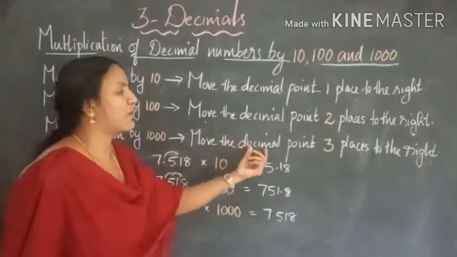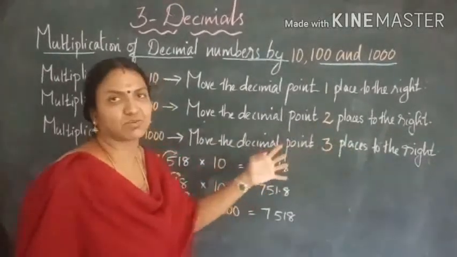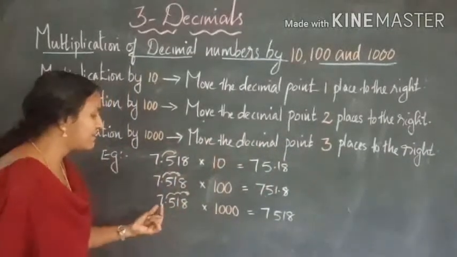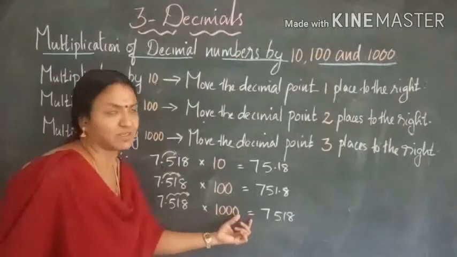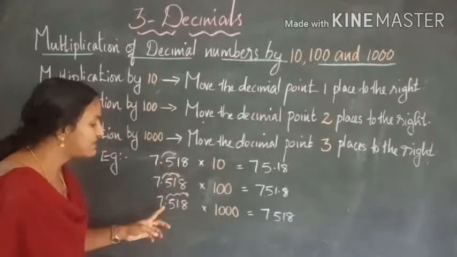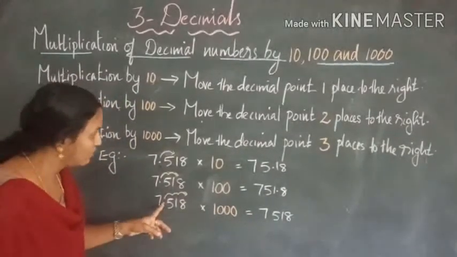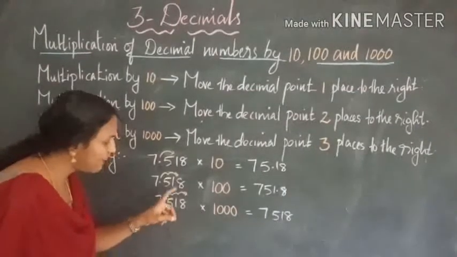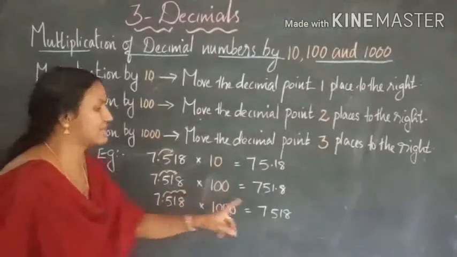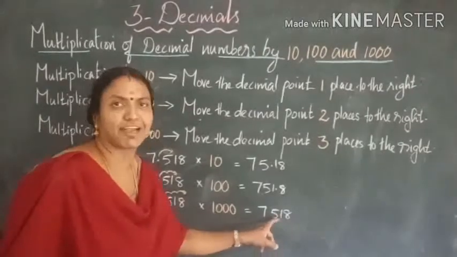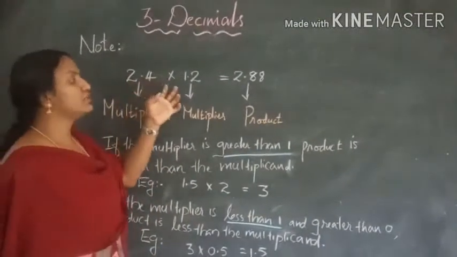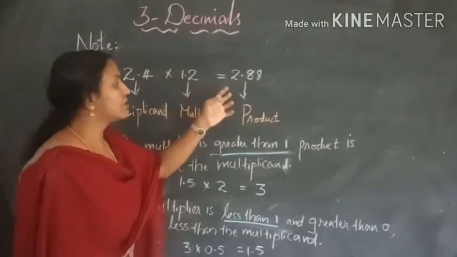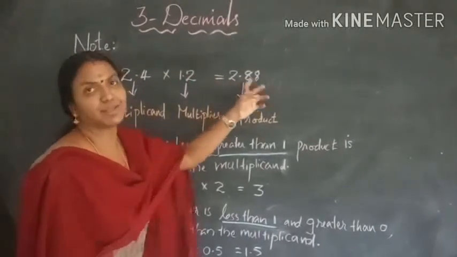Move the decimal point 3 places to the right. For example, 7.518 into 1000. Here the decimal point is after 7. So move the decimal point 3 places to the right. So 7518. For notes, 2.4 into 1.2 is equal to the product 2.88.